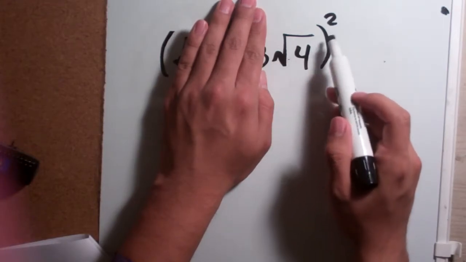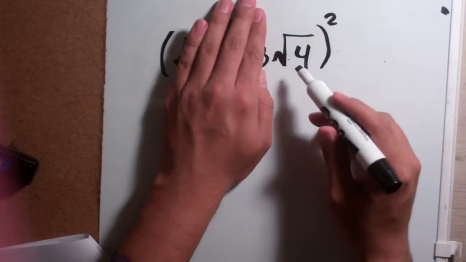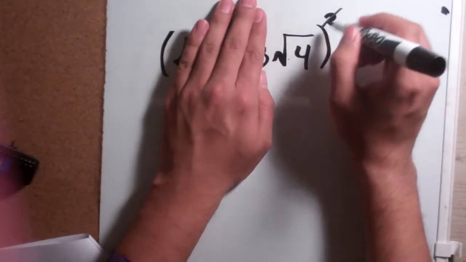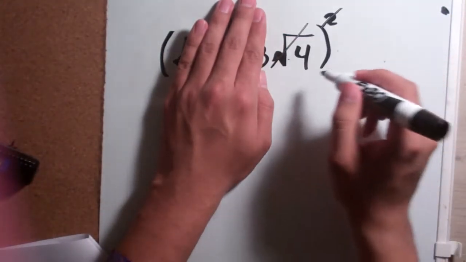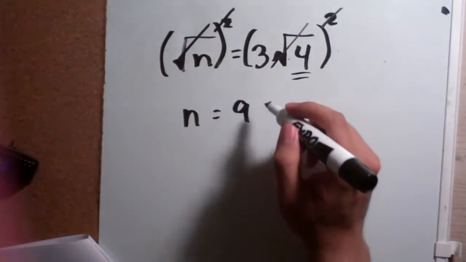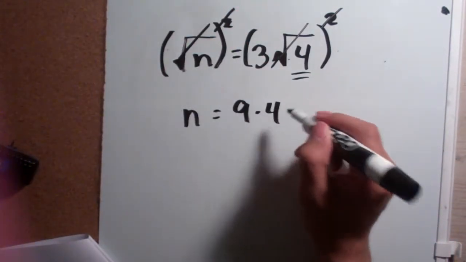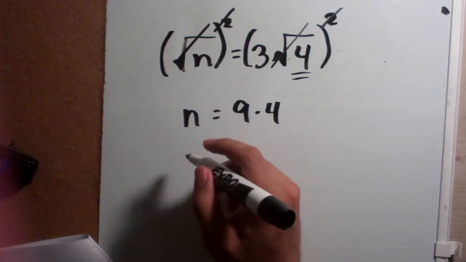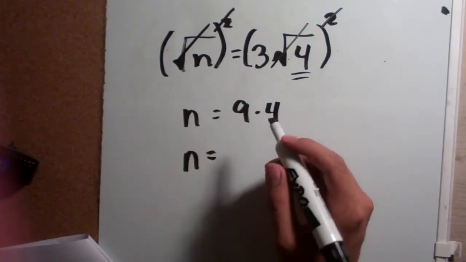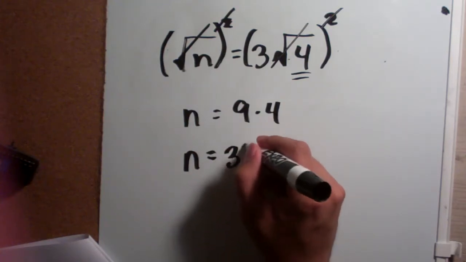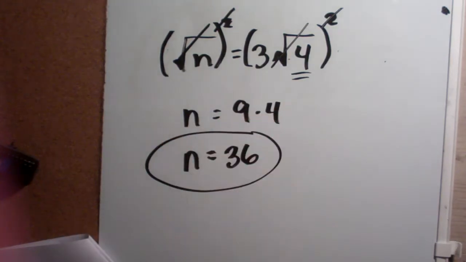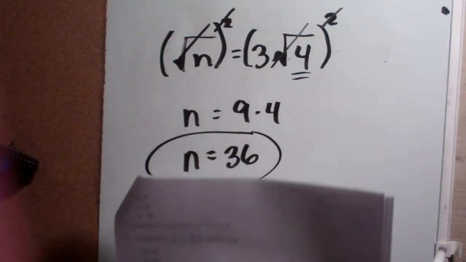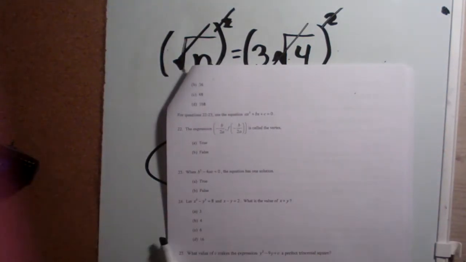When I take the square root of 4 squared, keeping in mind that squares undo square roots, what does this simplify to? It's just 4. So I'm going to multiply. Some simplification is required here, and what we're going to do is multiply 9 and 4, which equals 36. So n is equal to 36. So our answer here, on the back side, is letter B.